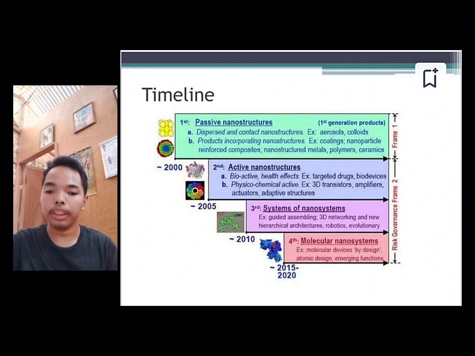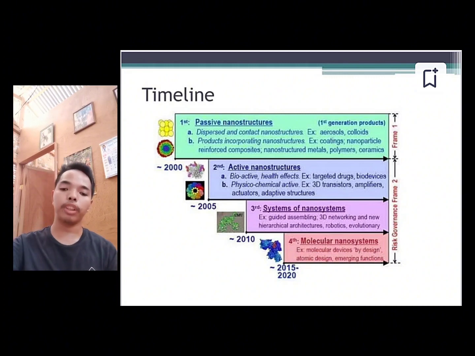And in year 2005, the second is active nanostructures: A, bioactive and health effects, one example is large drugs and biodevices; and B, silicon chemical active, and one of the examples is 3D transistors and amplifiers.